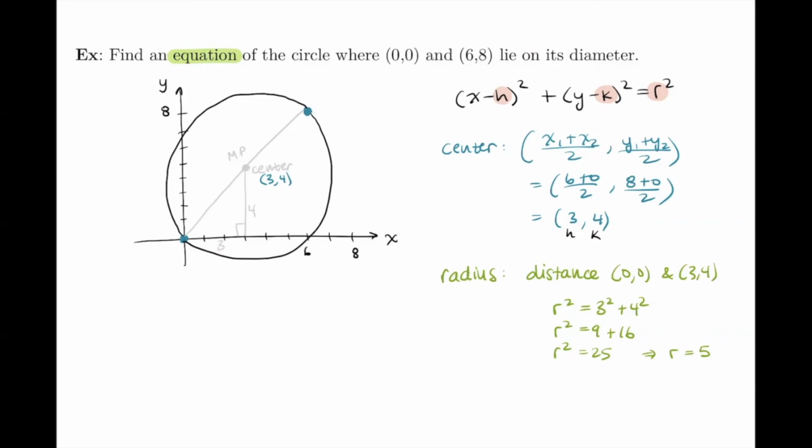Okay, so there we have found all of the pieces. So let's just write it in standard form. It's (x minus h), which was 3, squared, plus (y minus k), which was 4, squared, and then equals 5 squared. Or in other words, we could put 25 there on the right-hand side, just to make that look a little bit better.